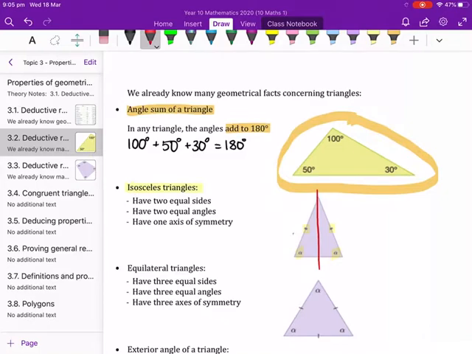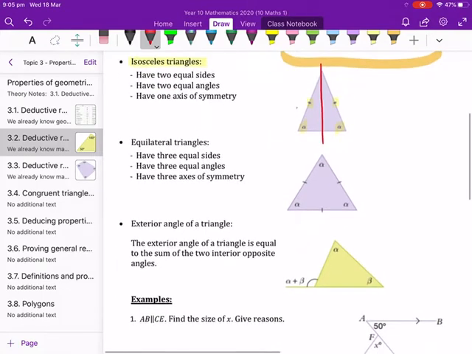And we can use these properties of isosceles triangles to prove things when we are trying to find unknown angles or unknown sides. Equilateral triangles: if we look at our equilateral triangles, they have three equal sides, this one and this one. And they have three equal angles, this one and this one.